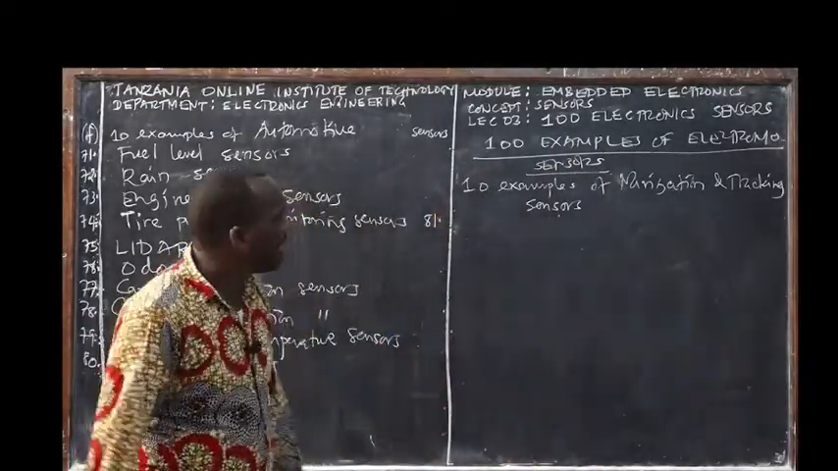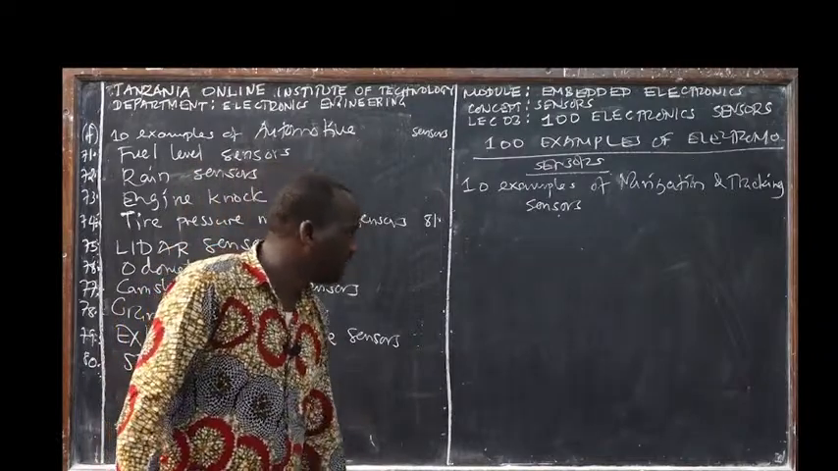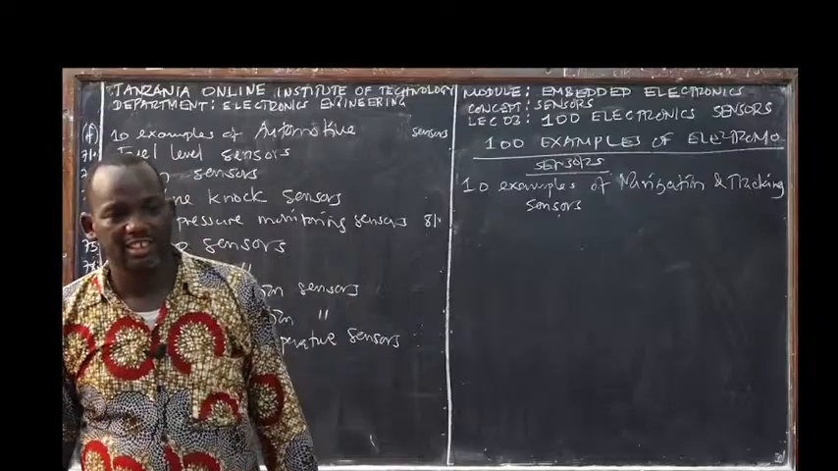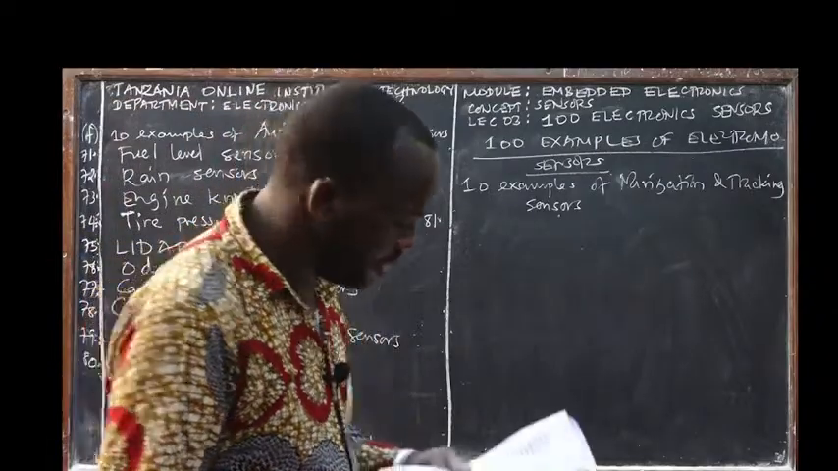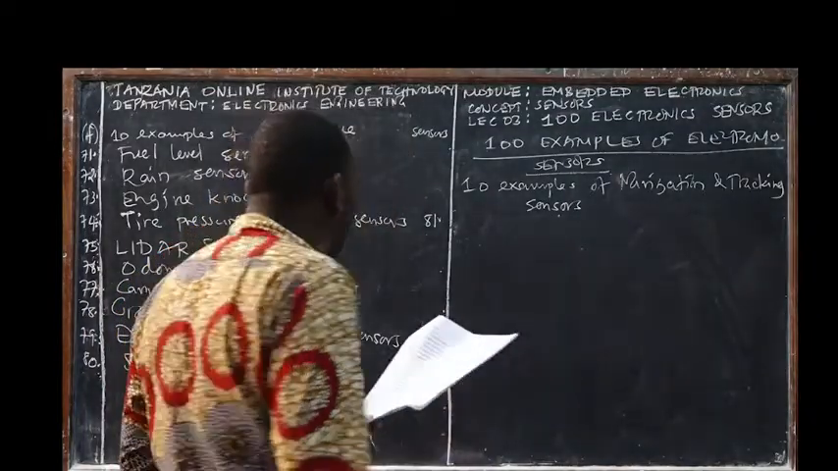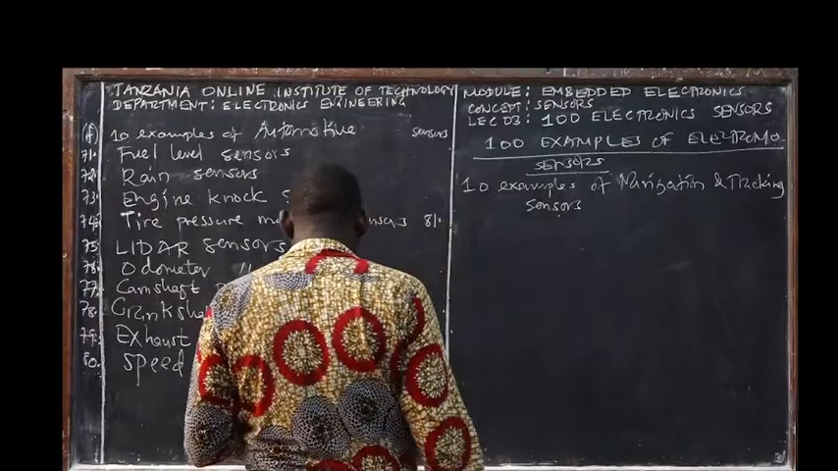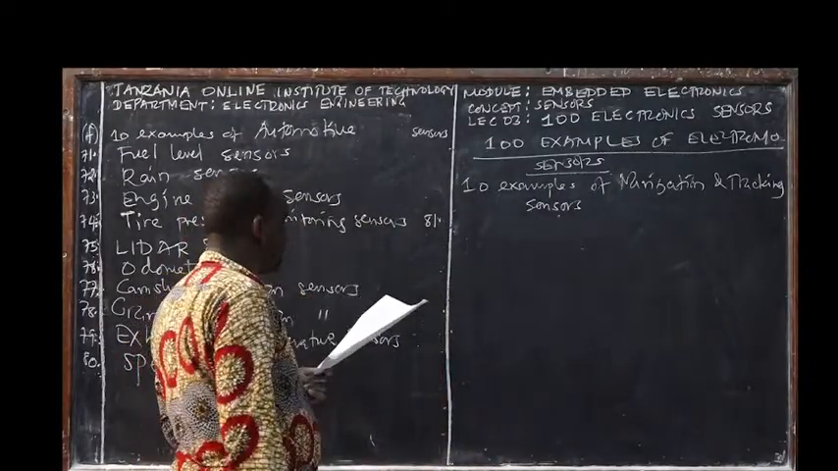Example 81. Now we are going to learn, I'm going to introduce to you 10 examples of navigation and tracking sensors. Say navigation and tracking sensors.